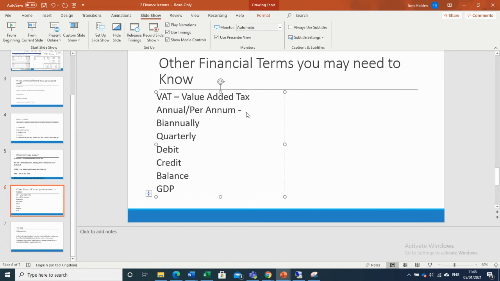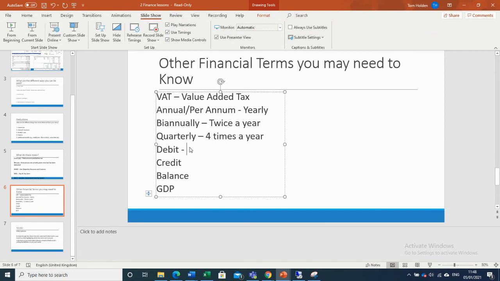Annual or per annum, this came up in the last couple of lessons, and that means yearly or every year. Biannually, that means twice a year. Quarterly, that is 4 times a year. Okay, so that might be how often you make repayments on a loan, or how often you're paid interest on your account.